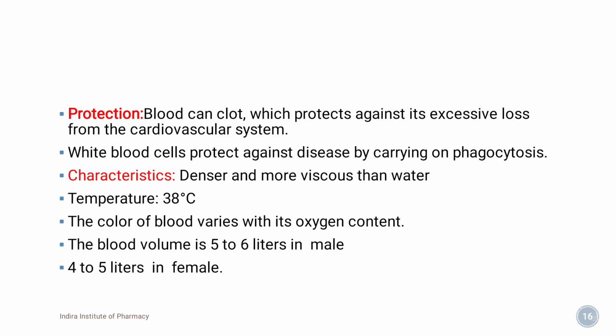Then the characteristics of the blood. Blood is dense and more viscous than water. The temperature is 38 degrees Celsius. The color of the blood varies depending upon its oxygen content. If the oxygen is more, it is very bright, and if the oxygen content is less, it is darker in color. The blood volume is 5 to 6 liters in an average size adult male, and 4 to 5 liters in an adult female.